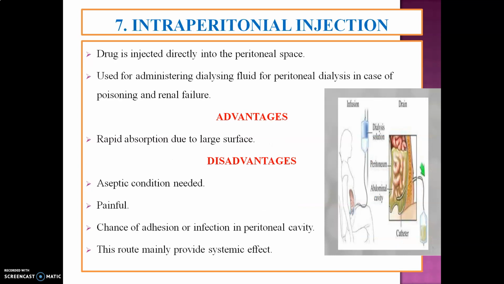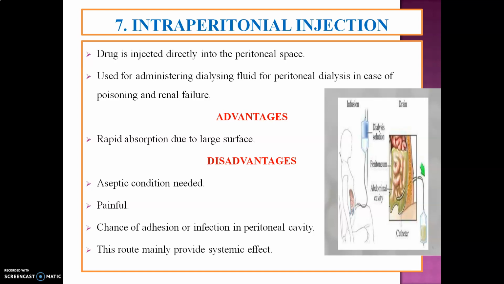The next type of injection is intraperitoneal injection. The peritoneum is a layer present in your body, surrounding your stomach, cardiac layer, and lungs. There is one protecting layer present in your peritoneal cavity, which is called the peritoneal space. We have to give the injection into that peritoneal layer, and that's why it is called intraperitoneal.